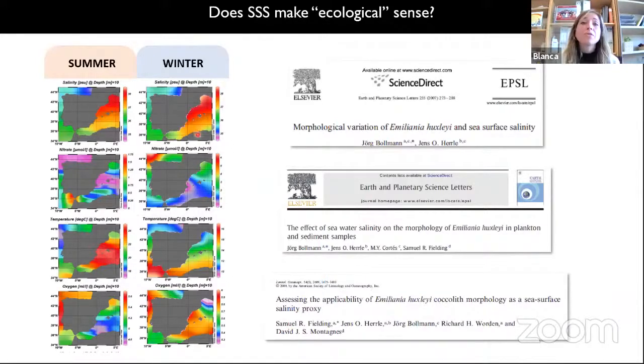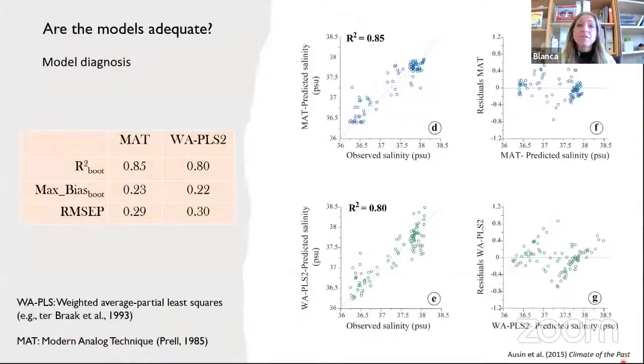So now that we know that we can significantly reconstruct salinity, we can develop a transfer function. So we use the weighted average partial least squares and the modern analog technique. These are just two different models, and we compared both of them. But both methods showed similar quality predictions. They were actually pretty good. R square is between 0.8 and 0.8.